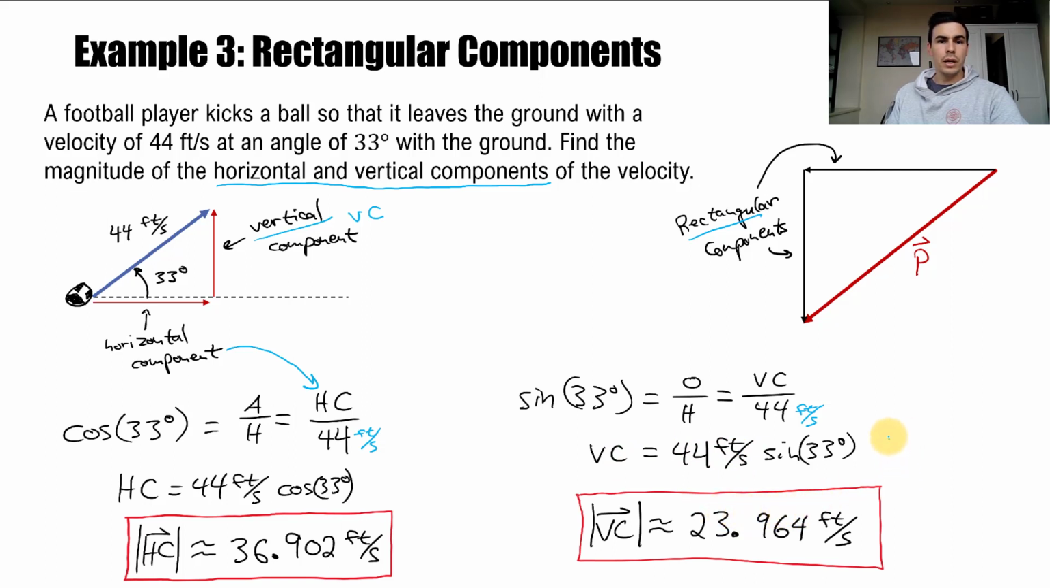So that's all we're doing when we are finding rectangular components. We're just looking at the horizontal and the vertical that make up this entire vector. It's like asking what components make up this separate vector here.